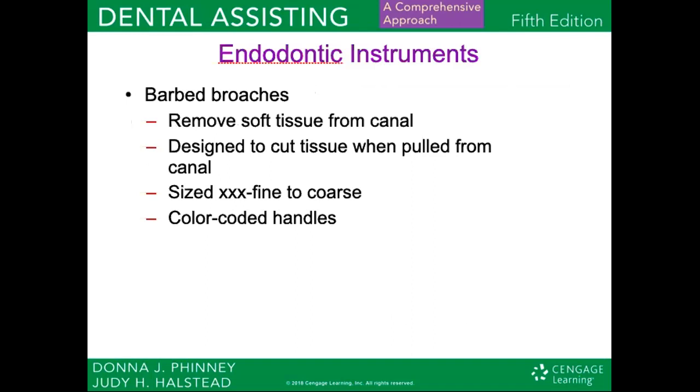Barbed broaches are made of fine metal wire with tiny sharp projections along the instrument shaft. Broaches are used to remove soft tissue from the pulpal canal. They are sized differently from extra fine all the way to coarse, and they usually have color-coded handles that indicate their size.